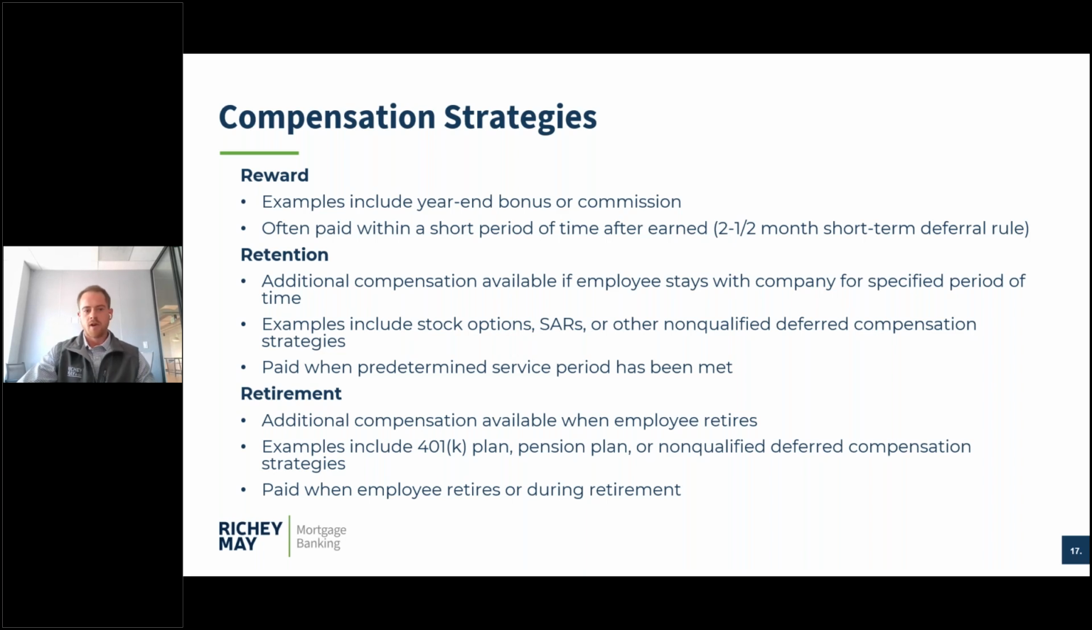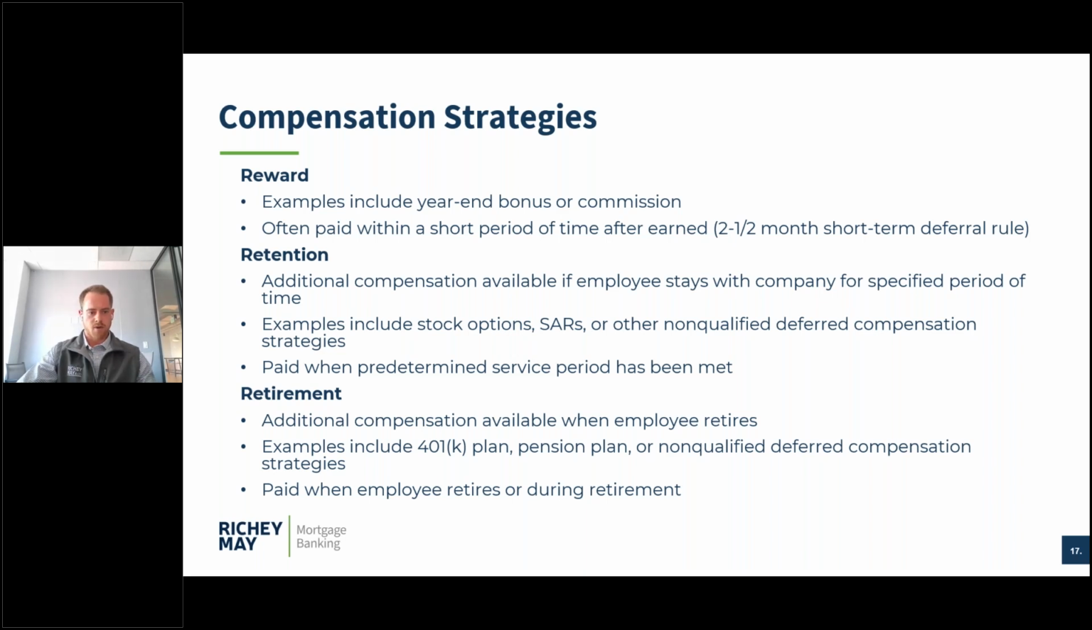The first one that we're going to show is rewards, which include examples like year-end bonus or commission. These are often paid within a short time of year-end or after they are earned. The second type, which we've already touched on, is retention, which we have touched on the basic 710 side of things, but the second bullet point examples include stock options, STARs, or other non-qualified deferred compensation strategies. We're going to dive into those a little bit more as well, because they do have different implications. And these are also paid when the predetermined service period has been met.